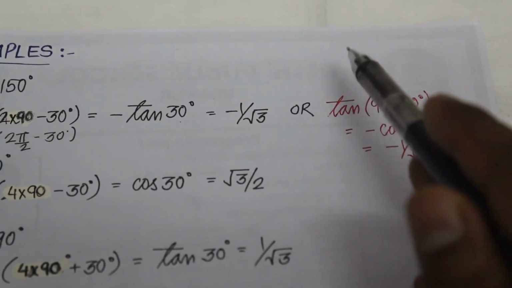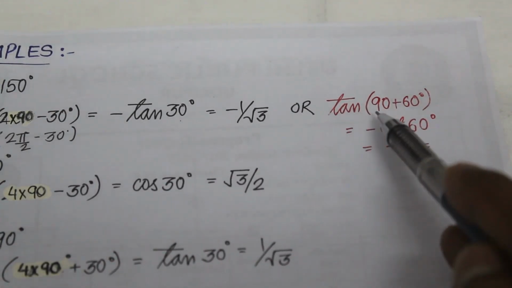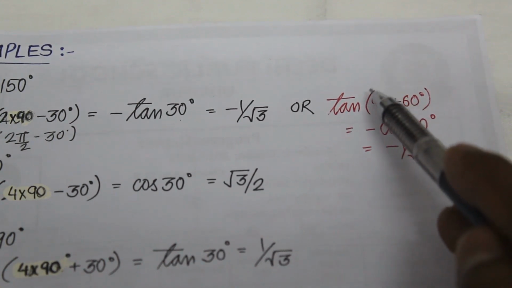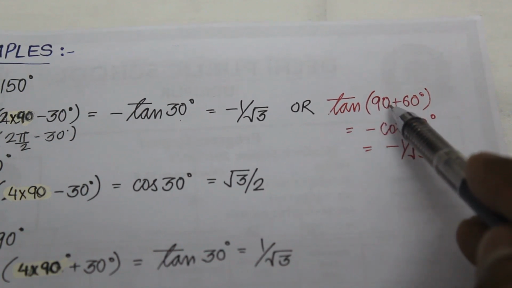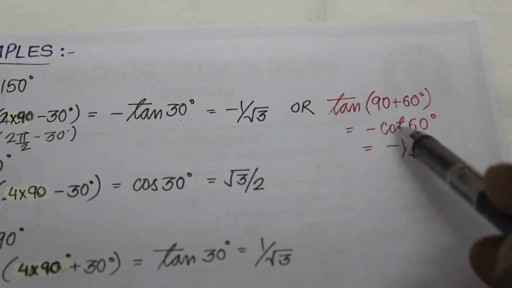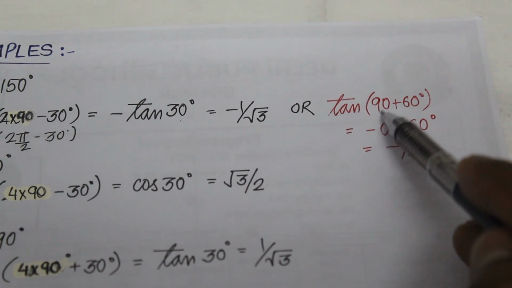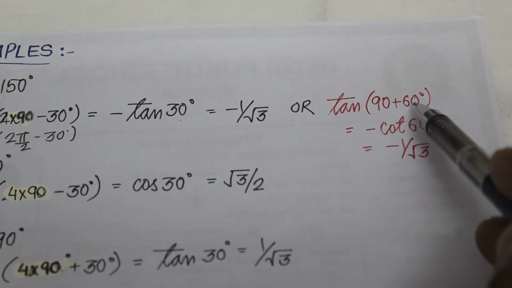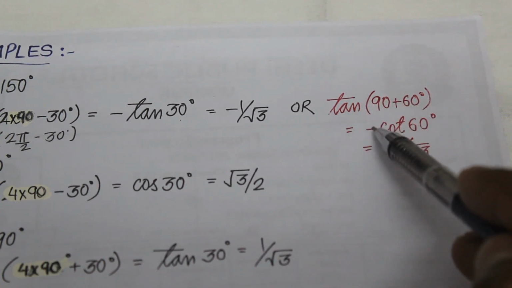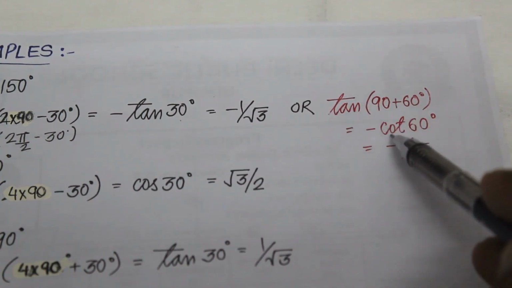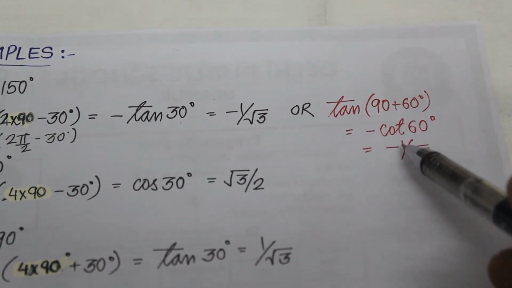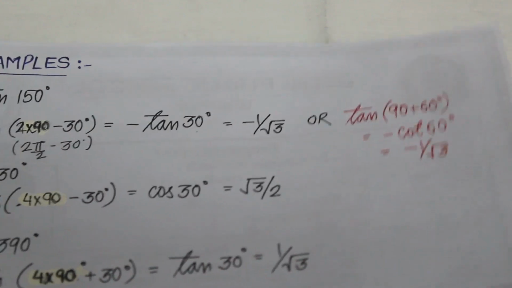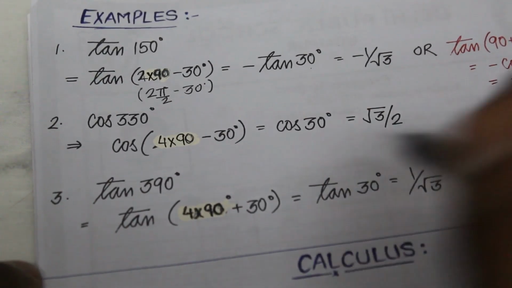You can solve it in another way also. Tan 90 plus 60. Now here it is an odd multiple, so whenever it is an odd multiple of 90, tan converts into cot. Again 90 plus 60 is in the second quadrant. Since it is in the second quadrant, tan is negative, so I have put a negative sign. Tan converts into cot, and the angle as it is. So minus cot 60 is again minus 1 by root 3. Let us see some other example.